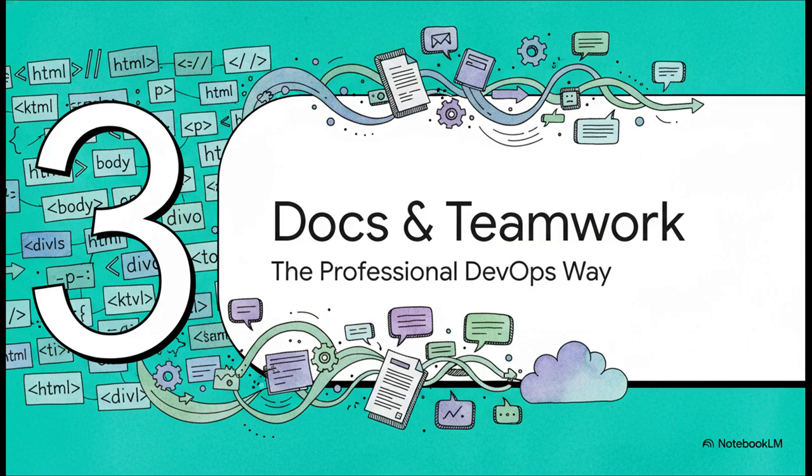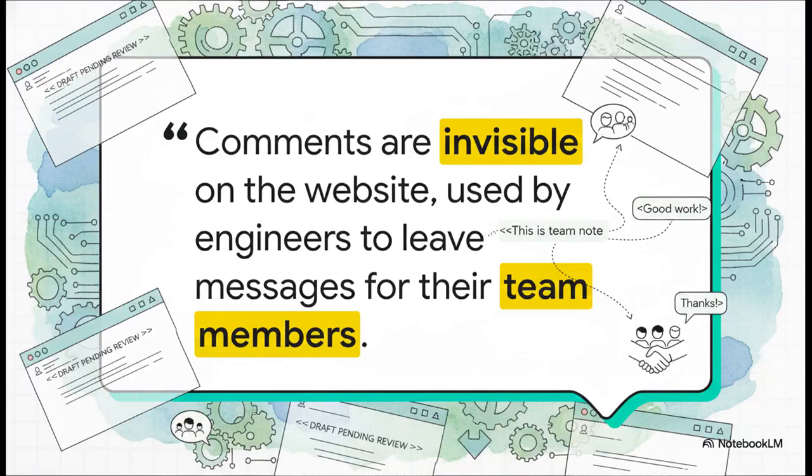Okay, on to session 3, documentation and teamwork. This is where we level up from just coding to thinking like professional developers. Exactly. This is what Mr. Abdul Rahman calls coding the DevOps way. It's not just about what you write, it's about how you write it so that you can work effectively as part of a team. Okay, so if you're working on a team, how do you communicate inside the code itself?